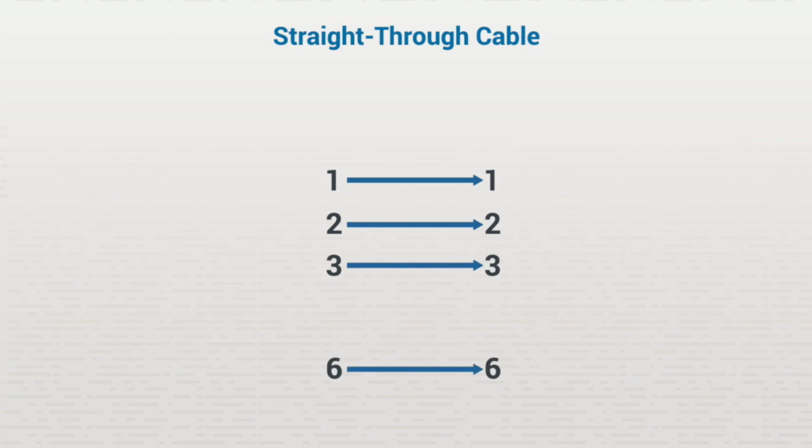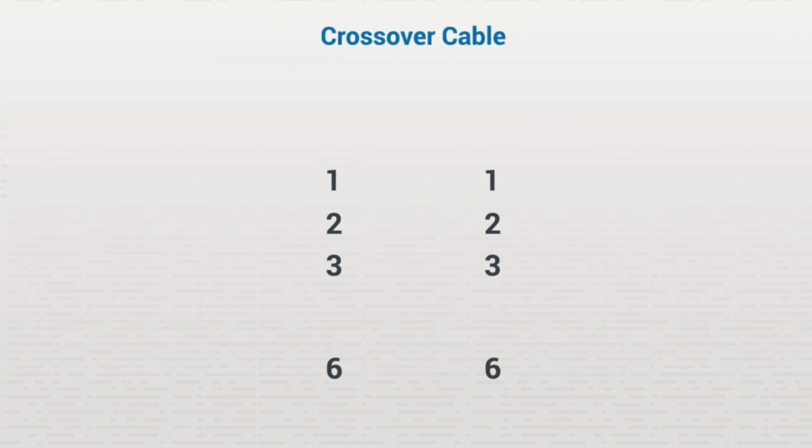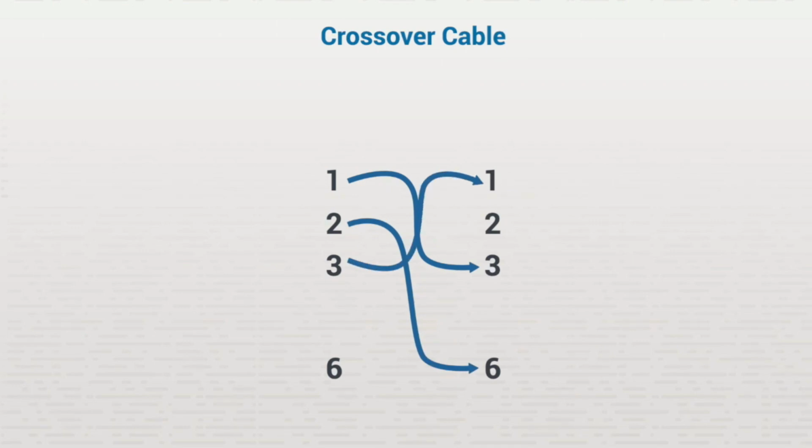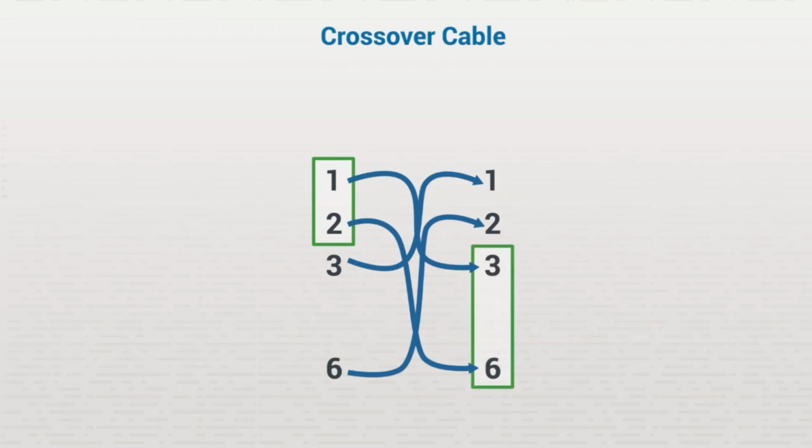In a straight-through cable, you transmit on pins 1 and 2, and that signal is received on the corresponding opposite side. A crossover cable crosses pin 1 over to pin 3 on the other side, pin 2 over to pin 6, pin 3 to pin 1, and pin 6 to pin 2. Why? Because on a crossover cable, you transmit on pins 1 and 2, but the signaling is received on pins 3 and 6 on the other end.